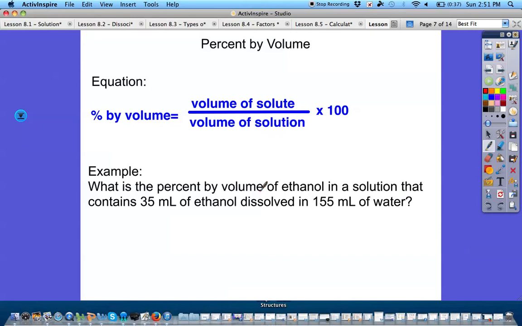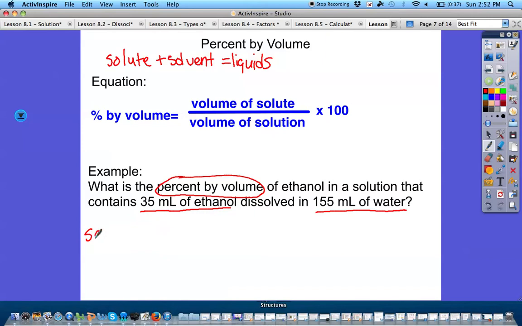Percent by volume is very similar, but this is going to occur when both the solute and the solvent are liquids. So percent by volume is the volume of the solute divided by the volume of the solution. Again, multiply it by 100 to get that percentage. So what is the percent by volume of ethanol in a solution that contains 35 milliliters of ethanol and 155 milliliters of water?